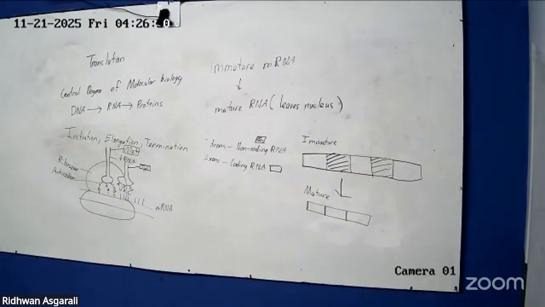The anticodon pairs with the codon on mRNA, and the process of elongation begins. Full stop. Just skip a line.